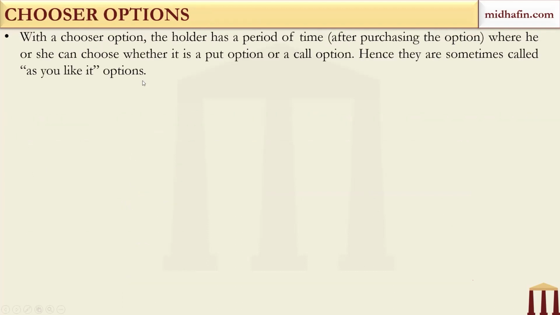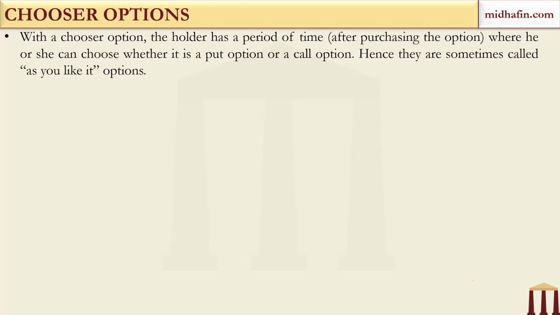Now, chooser option. Chooser, as the name suggests, you can choose it, or it is also sometimes called an "as you like it" option. So you get an option, but it is not decided yet whether it is a call option or a put option. Certain time passes, and when the maturity comes, you get to choose whether you want to use it as a call option or as a put option. That is what we call a chooser option.